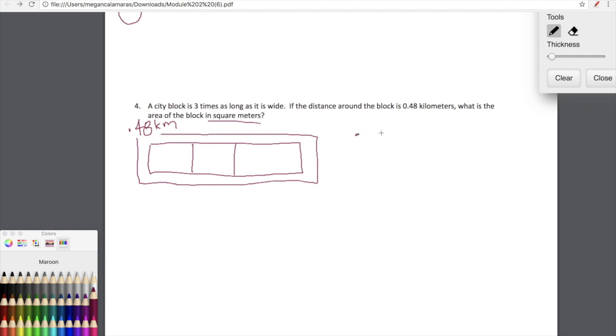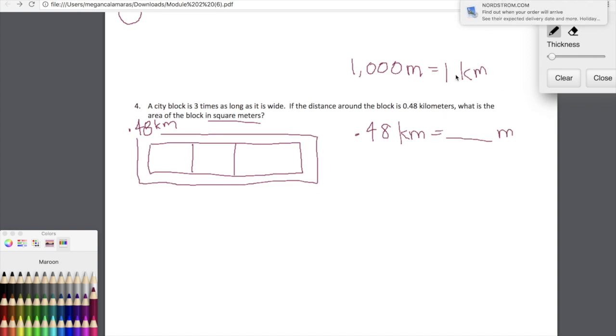So 0.48 kilometers equals how many meters? We won't go through the long conversion algorithm. Let's just use our logic to guide this process. We all know that there are 1,000 meters that live inside 1 kilometer, because that kilo refers to 1,000.